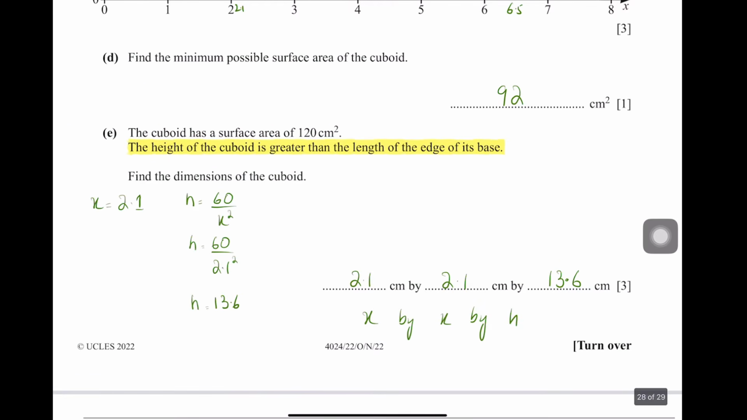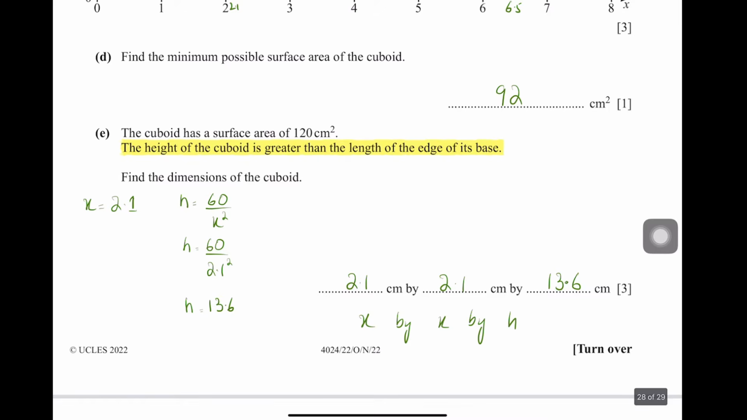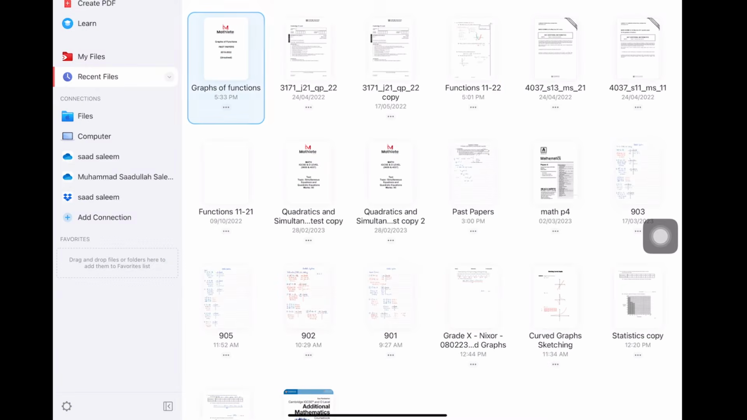Now, as always, take a good look at what I've done. Let me know if you have any questions. In the meantime, I'll open up the marking scheme so I can show you guys what the acceptable range is.